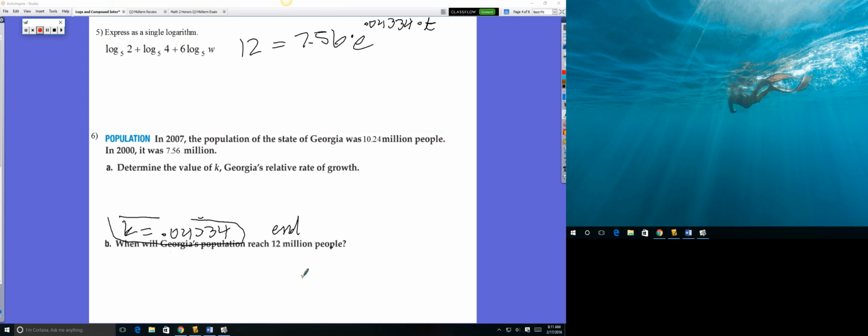Alright. Pause. I can't remember where we left off. So, B. When's it going to reach 12 million people? Oh, we got it already set up. So, solve for T. Ditch the 7.56. Divide by 7.56.